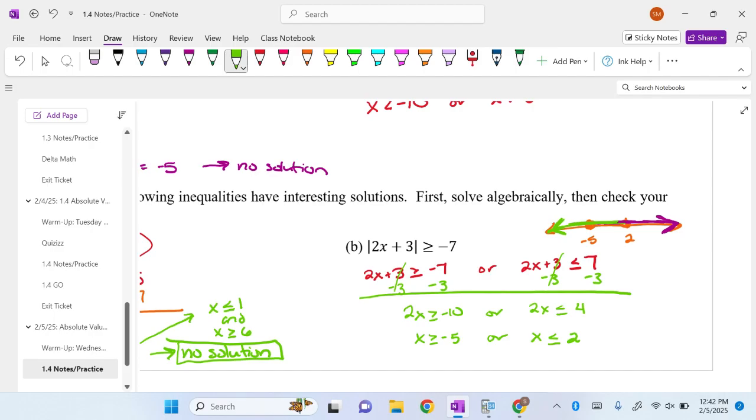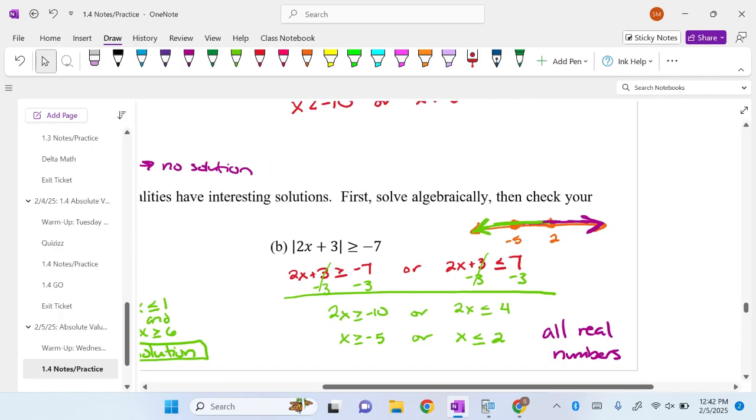Yes. So guess what our solution is? All real numbers. That's your solution. So your solution is all real numbers. Or you can say it's infinite solutions. So all real numbers, you can also say it's infinite solutions, however you want to put it.